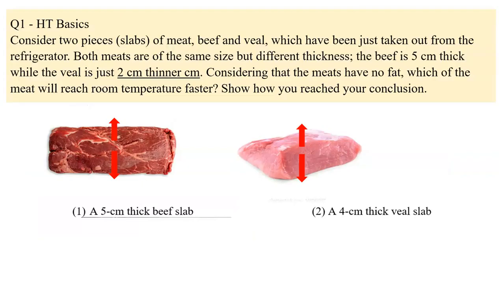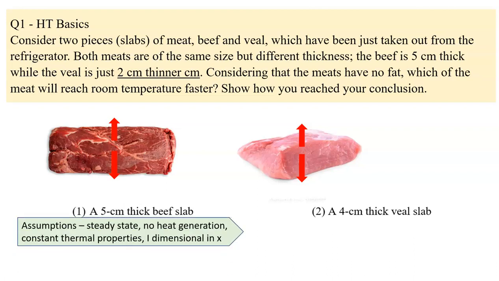Okay. The next set of questions is on the two types of meat. One is a 5 centimeter thick beef slab, and the other is a veal. Now that's where a mistake happened. Either one is okay, whether you use a 3 centimeter thick veal slab or a 4 centimeter thick veal slab as described on the figure, it's fine. It should be a 3 centimeter thick veal slab.